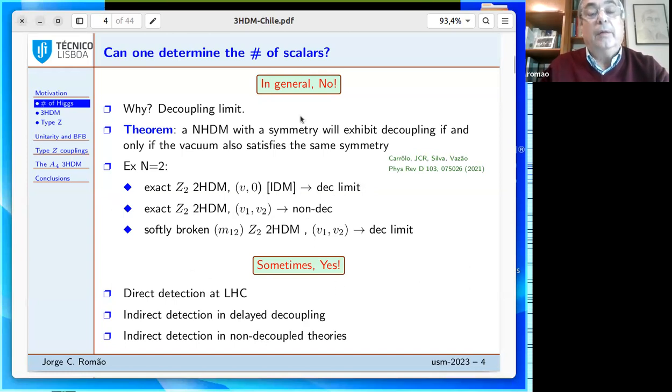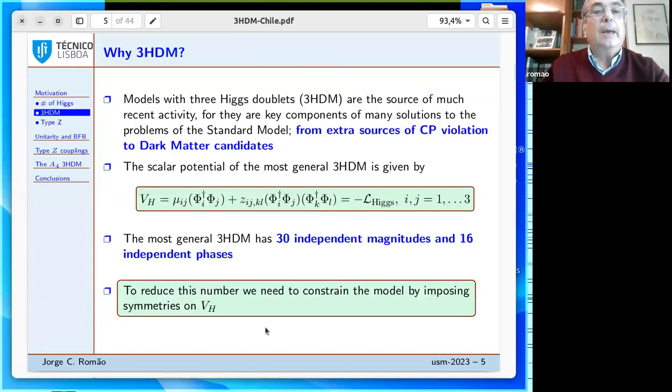Well, although in general you cannot count the number of scalars, sometimes you can. For instance, you can be lucky. You can detect some of the extra scalars at the LHC, either directly or indirectly through loops where they contribute to some visible process. Then it's a question that we have to be open about and see what the LHC and future colliders have to tell us.